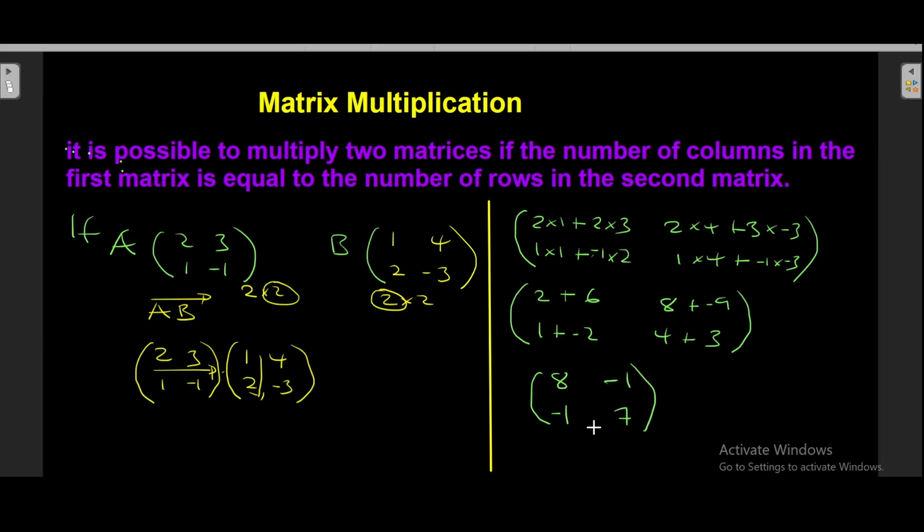Close the bracket. By doing this, I have worked out the multiplication of my two matrices. I've multiplied A times B. It will be the same as 8, -1, -1, and 7. And that's how we do multiplication of these two matrices.